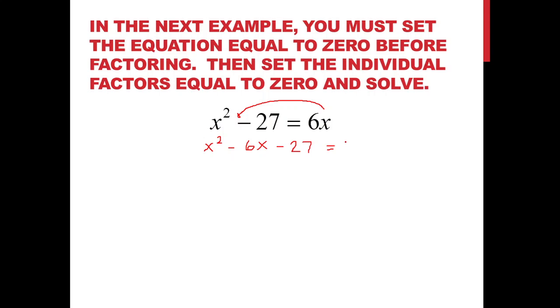Now how do we factor a trinomial? First, you need to factor the first term and then the second term. So what are the factors of x squared? So you have x times x.